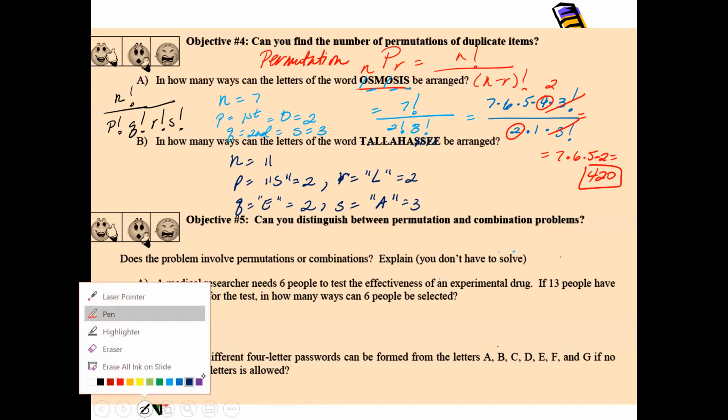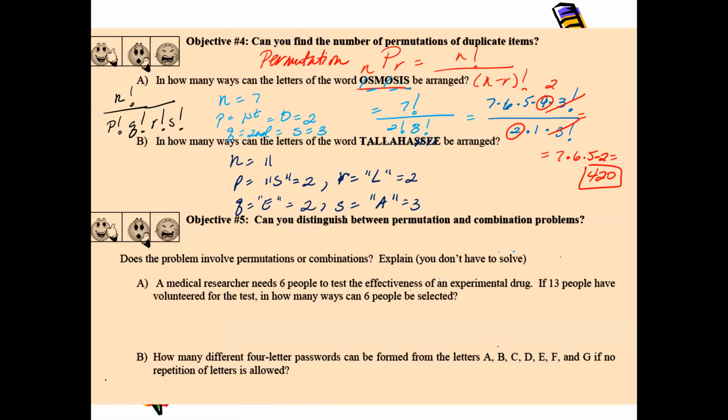So then you're going to plug this into your equation, which is going to be 11 factorial over 2 factorial, 2 factorial, 2 factorial, 3 factorial. You show the work to get this one done. And let me just give you the answer: 92,400.